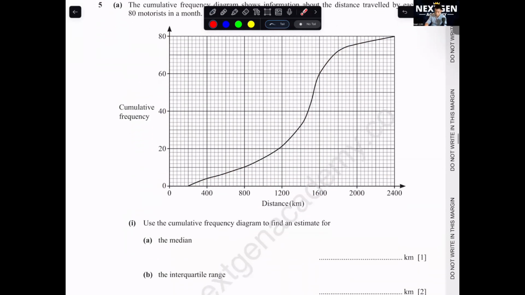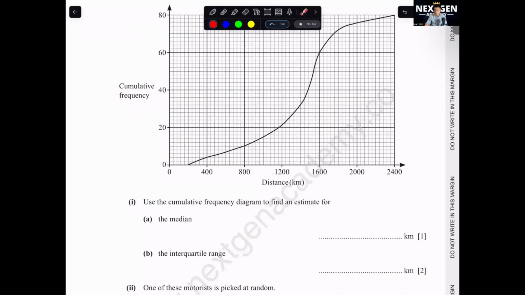When we want to find median and your interquartile range, the first thing that we're going to do is find the position of Q1, Q2, and Q3 first. So we start with this. You don't straight away get the value. You need to find the position, which is 1 over 2 times 80. So we want to find the 40th value from the cumulative frequency first. From 40, you draw a line across, then you draw down.